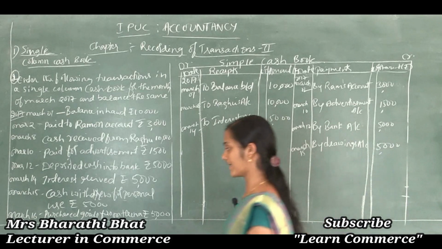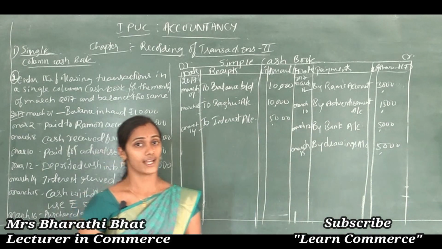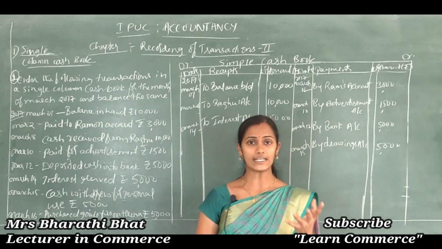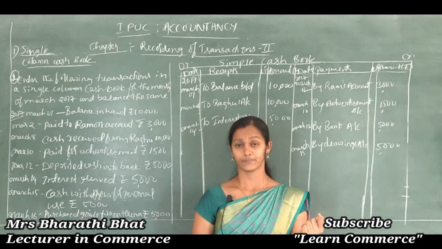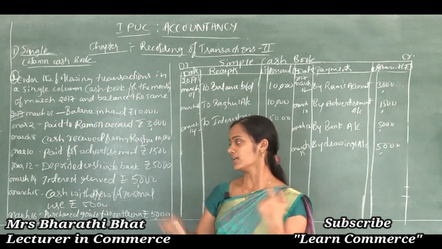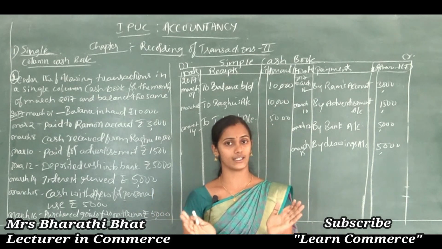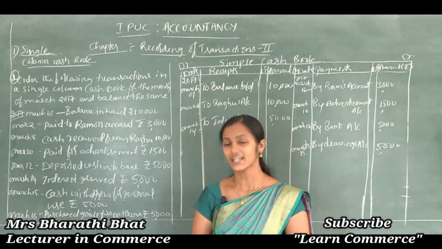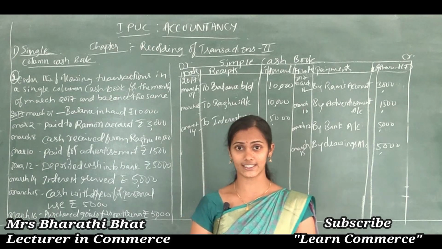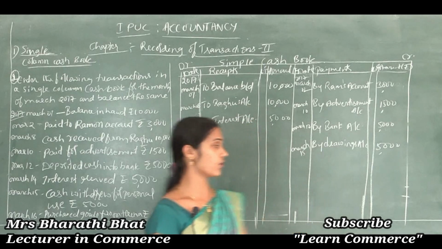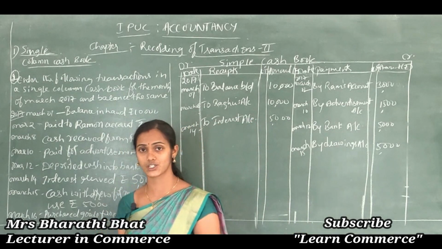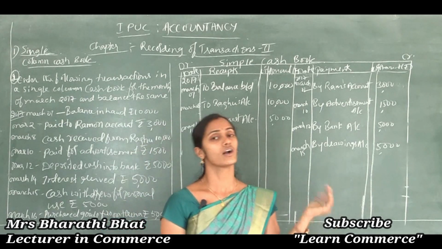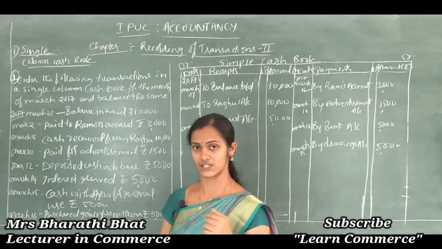And the next one is purchased goods from Hina. According to the simple column cash book, we can record only cash transactions, and we know that if a person name or entity name is given in the transaction, then that transaction is a credit transaction. Can we record a credit transaction in the cash book? No. So where can we record these credit transactions? To record credit transactions, we need to prepare a separate subsidiary book called the purchase book. Here it is purchase, so purchase book.